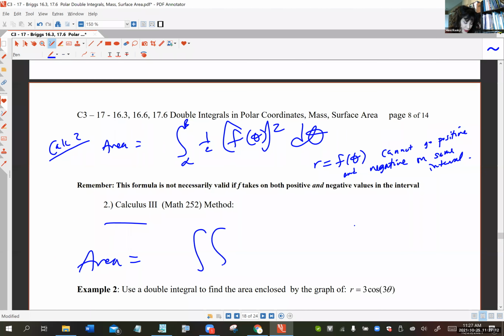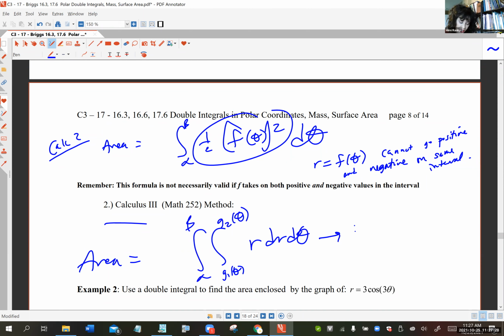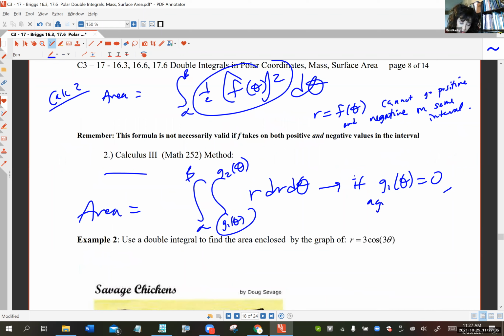It's going to be a double integral. You'll still have your angle going from some alpha to beta. And then here, you'll have a lower limit, G1 of theta, and then the upper limit, and the area element is r dr d theta. Now, if your lower limit, G1 of theta, is equal to 0, this will agree with your Calc 2 formula.